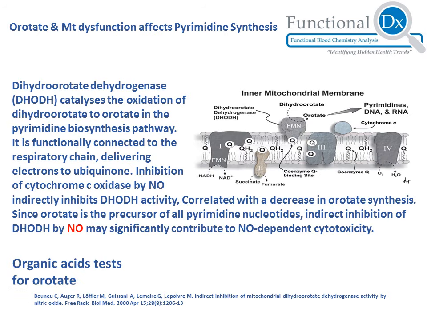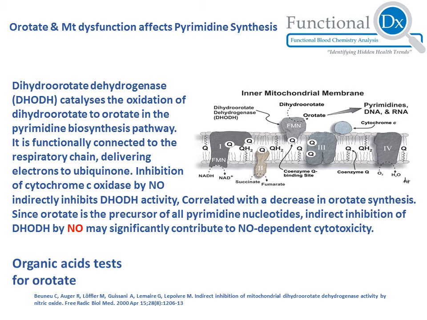This is the orotate pathway. DHO, dihydroorotate, is an enzyme which catalyzes dihydroorotate to orotate. And that orotate then goes to become pyrimidines. So then pyrimidines go to DNA and RNA. This happens to sit in the mitochondrial membrane, and this is important from an energy perspective, that this is where CoQ10 binds. This pathway can be inhibited by nitric oxide. And since orotate is the precursor of all pyrimidine nucleotides, inhibition contributes to nitric oxide, or NO-dependent cytotoxicity.